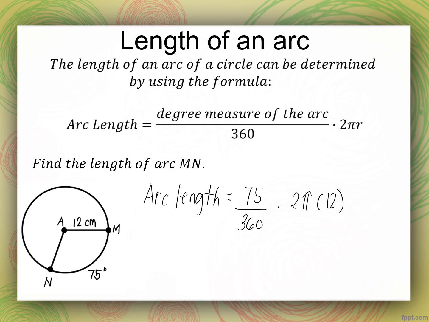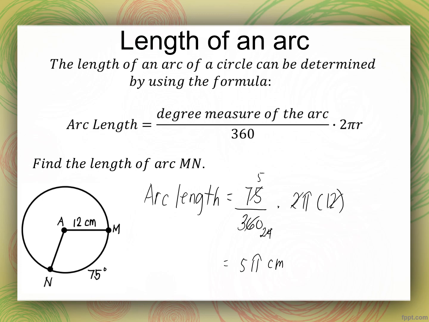Okay, so let's simplify. 75 over 360 is divisible by 15, so this would be 5 and this would be 24. Now we have 2 and 12, that is 24, so we can completely cancel out 24 here. We will be left with 5 and pi. Therefore, the length of arc MN is 5 pi centimeters.